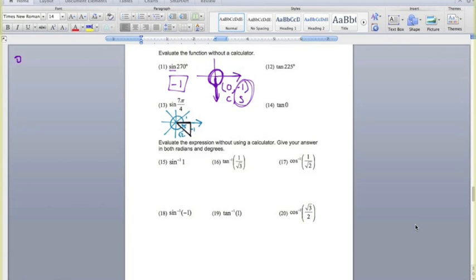Then we need SOHCAHTOA. So we look at that inside angle, the one that's labeled 45. Our reference angle is our angle we focus on. So SOHCAHTOA for sine is opposite, which would be the negative one, over the hypotenuse, which is the square root of 2.